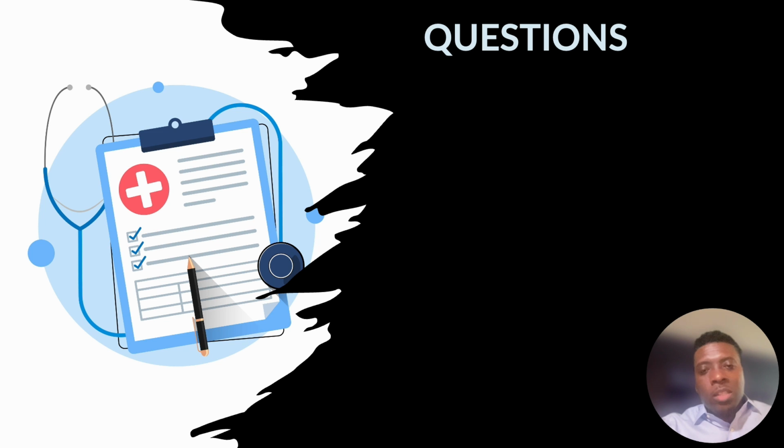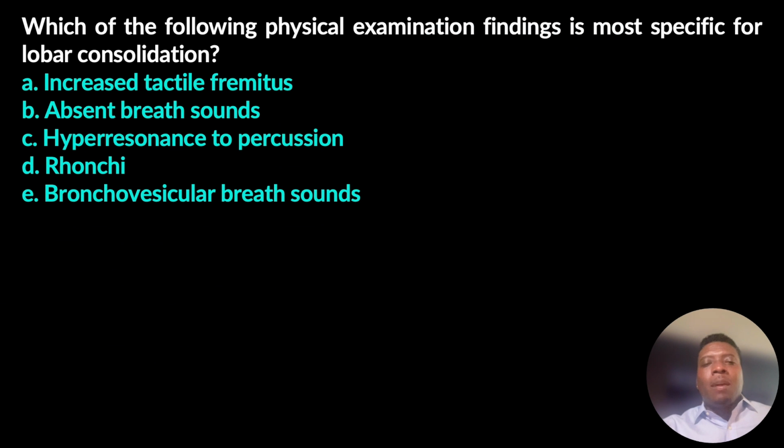That way you can look at the whole question and figure out your answer, and I'll walk you through why the answer is the answer that it is. You ready? All right, let's do it. So in this question, I'm asking you, which of the following examination findings is most specific for a lobar consolidation?